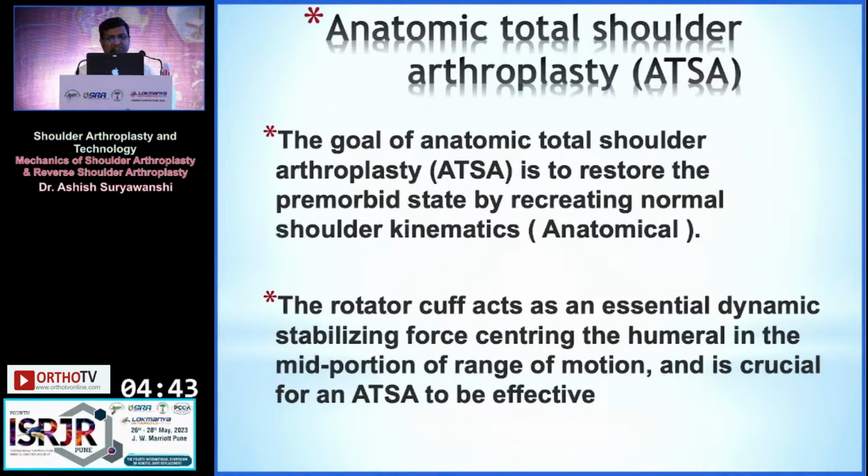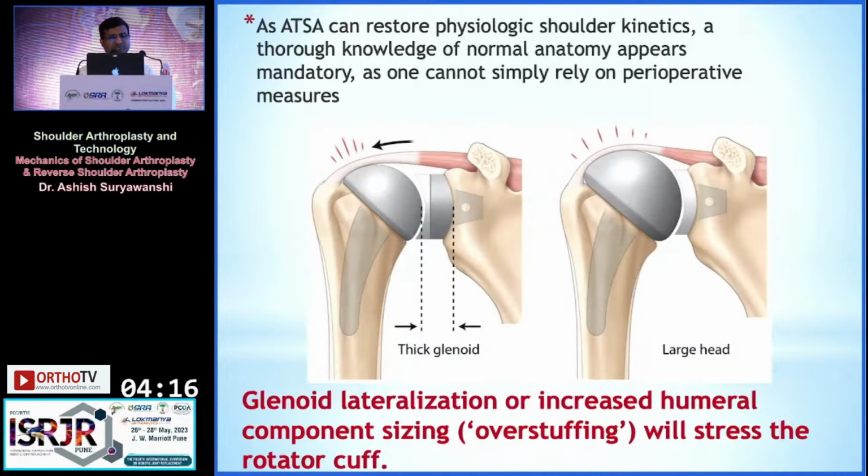If you see the anatomical total shoulder arthroplasty, the goal is to restore the pre-morbid state by recreating normal shoulder kinematics. So it is more of an anatomical one, and what we are moving toward nowadays is the reverse shoulder, which is a completely non-anatomical arthroplasty. The rotator cuff acts as an essential dynamic stabilizer for the anatomical total shoulder.